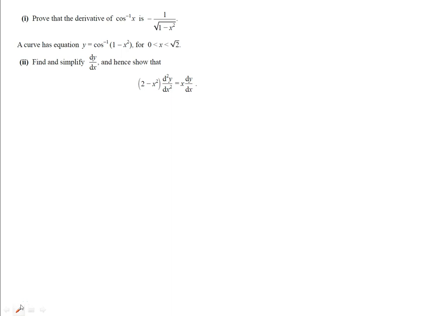Moving on to the second part of the question, we've now got a curve whose equation is y equals cos to the minus 1 of 1 minus x squared. We've got to find and simplify dy by dx, and hence show that 2 minus x squared d2y dx squared is equal to x times dy by dx. So, we've got y equals cos to the minus 1 of 1 minus x squared.